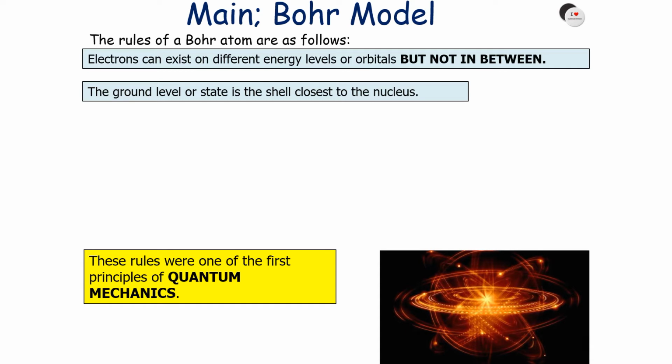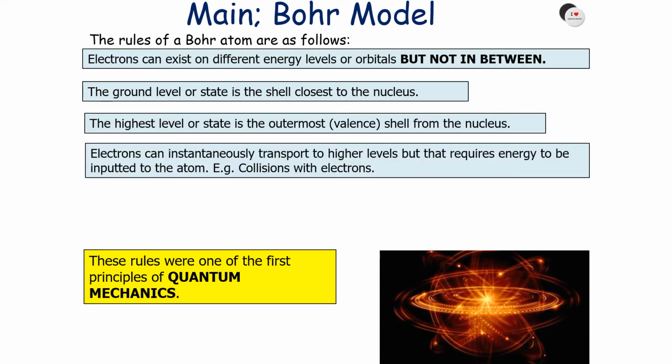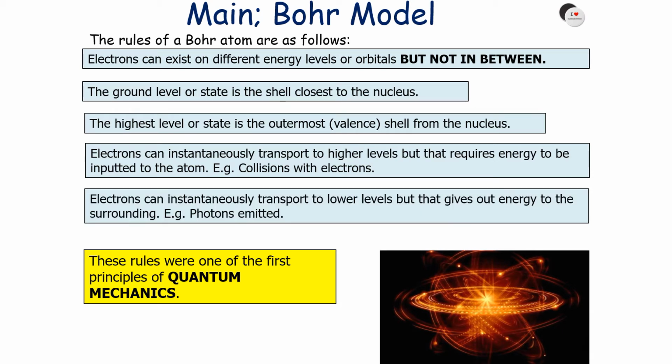The ground state is the state closest to the nucleus. The valence state is the outermost state from the nucleus. Electrons can transition to higher levels, but that requires energy, and electrons can transition to lower levels, but that requires energy being transmitted to the surroundings.